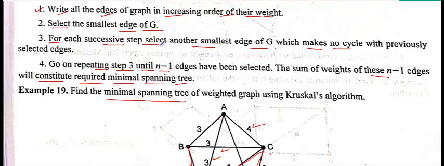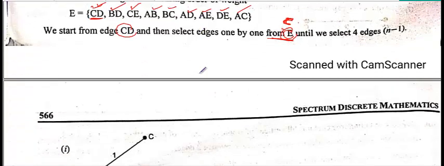So you have to select another edge in such a way that no cycle is completed, meaning a cycle should not be completed with the previously selected edges. So I am going to select the next minimum, which is 2. Then I will take BD. See, they have taken BD.